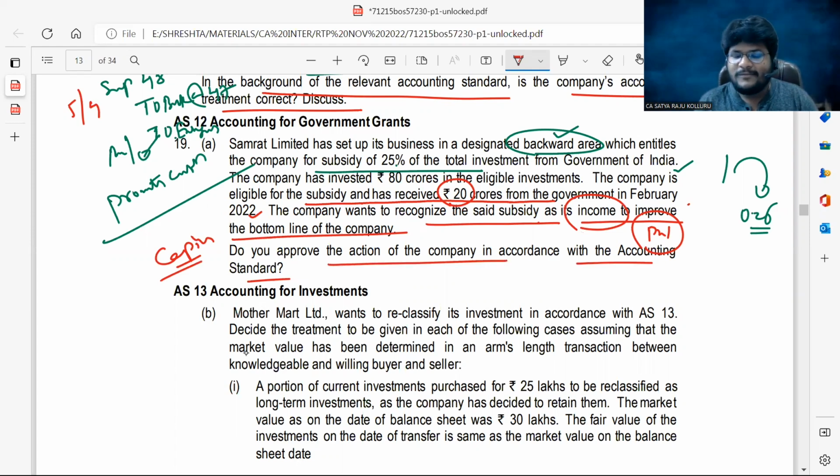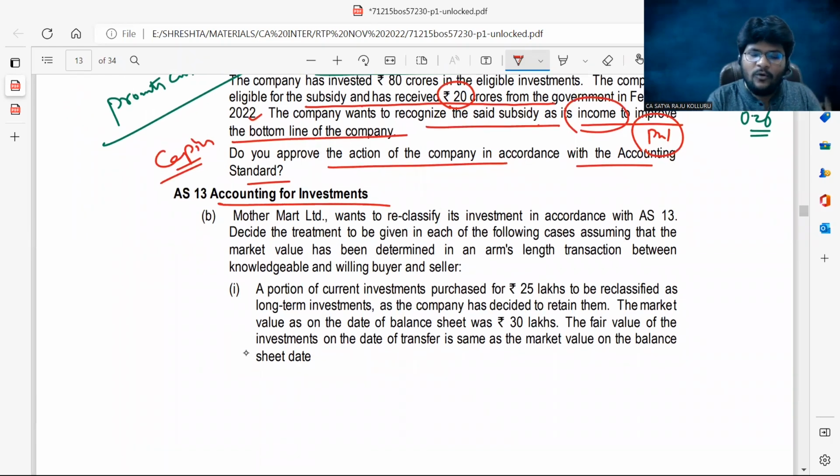No. The treatment done by Samrat Limited was against the provisions of AS12, because when it got the subsidy in the form of a promoter's contribution, it need not return it to the government, because the government provided this assistance as a result of establishing your entity in the backward area. That's why the entire amount of 20 crores can be treated as a capital profit and transferred to the capital reserve. Such an amount will not be available for distribution of dividend. That's it. Come back to AS13, accounting for investments.